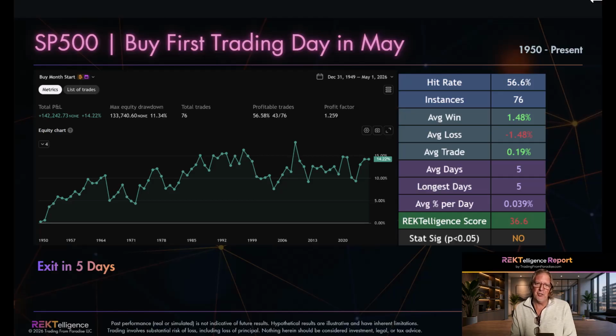And the REKTelligence score is still not great here. It wasn't great on the last chart. Here it's 36.6. I usually trade 70 or higher, so obviously this misses the mark. But it is better because it's a short-term hold, and the longer hold we just looked at is going to get penalized for drawdown. More time usually means more drawdown when you look at this much history.